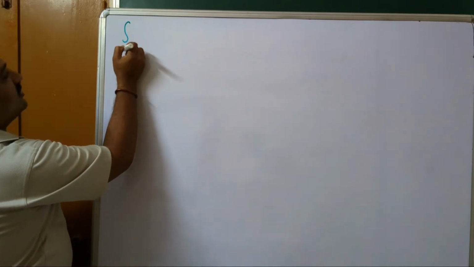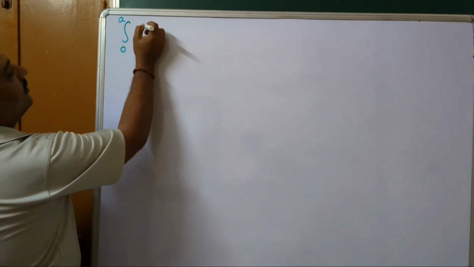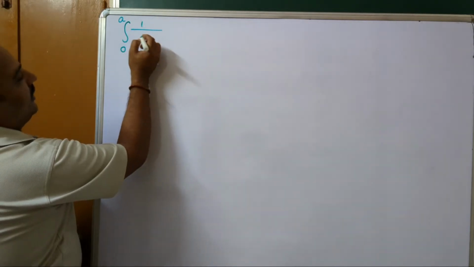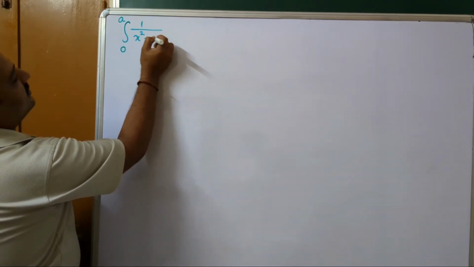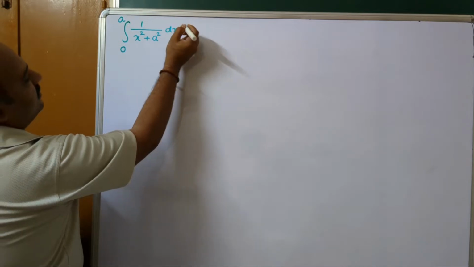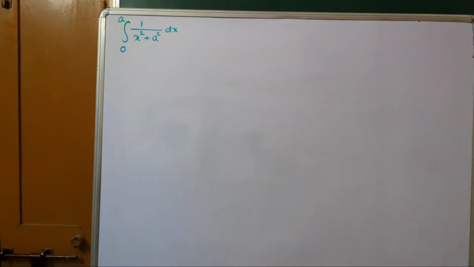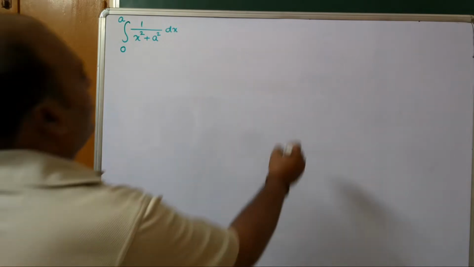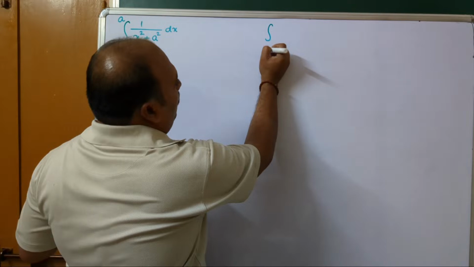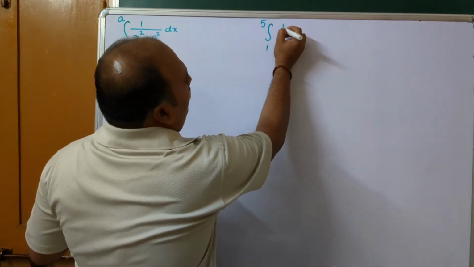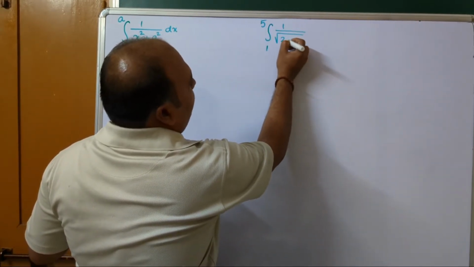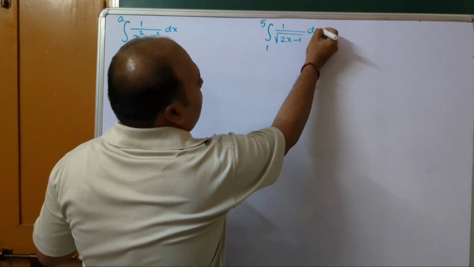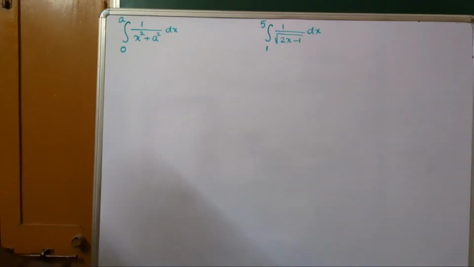Evaluate integral 0 to a, 1 by x squared plus a squared into dx. This is one question. Another question: integral 1 to 5, 1 by square root of 2x minus 1 into dx. Both the questions were asked in the public exam previously. We will discuss the solution.